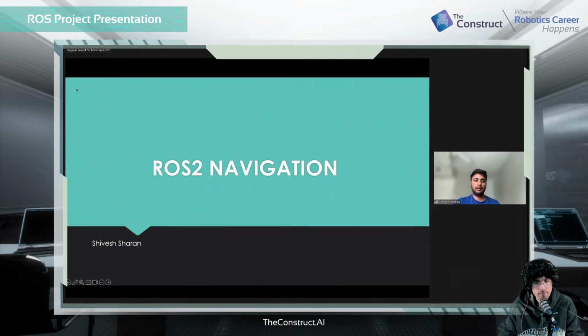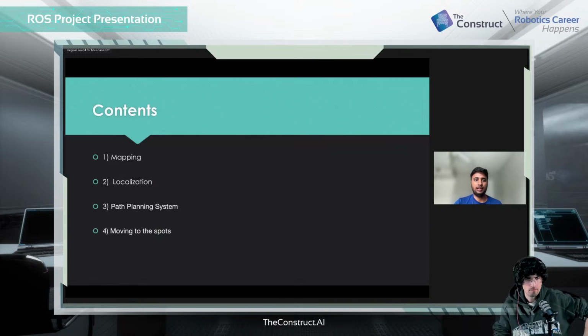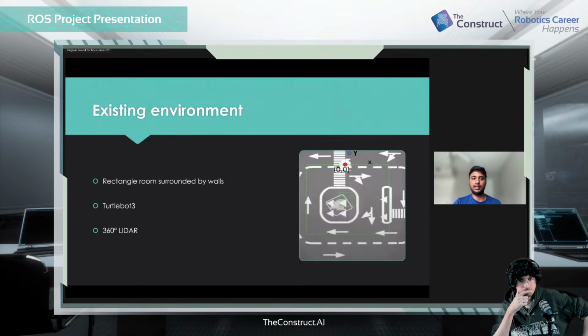So my name is Shivesh Sharan and I'm here to present my ROS2 navigation project. The contents that I'm going to present are basically four sections: mapping, localization, path planning system, and moving to the spots or obstacle avoidance, as per the project given. And this is our existing environment.